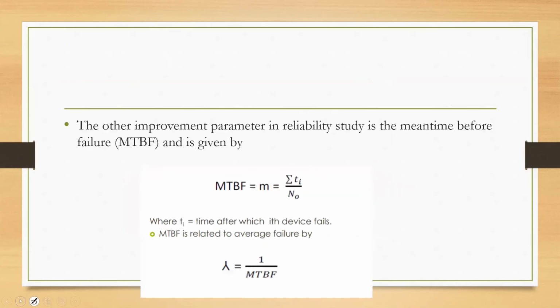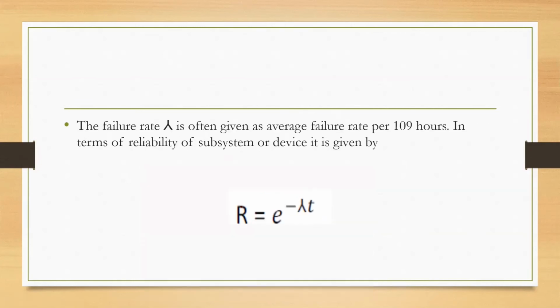Time before the failure is nothing but the time after which the device fails; the summation of the time means multiple testing. When you are doing the multiple testing, the time after which the device fails upon the number of components that are there, and this lambda is 1 upon the mean time before the failure. Lambda is the failure rate, and the reliability is e to the power of minus lambda t.